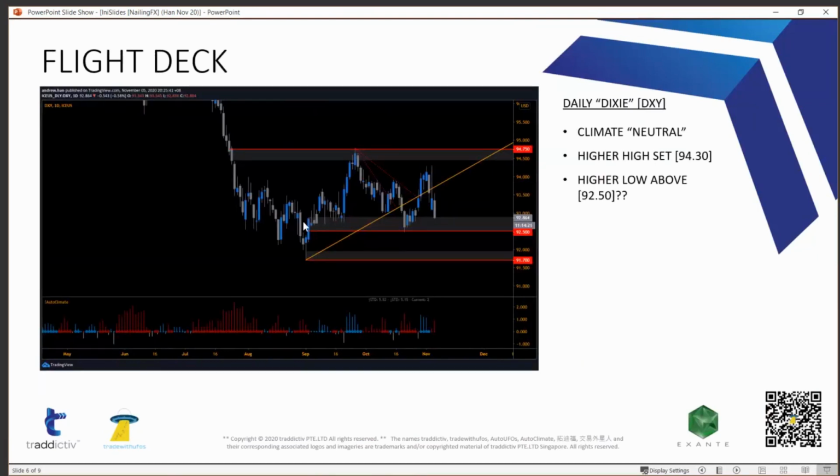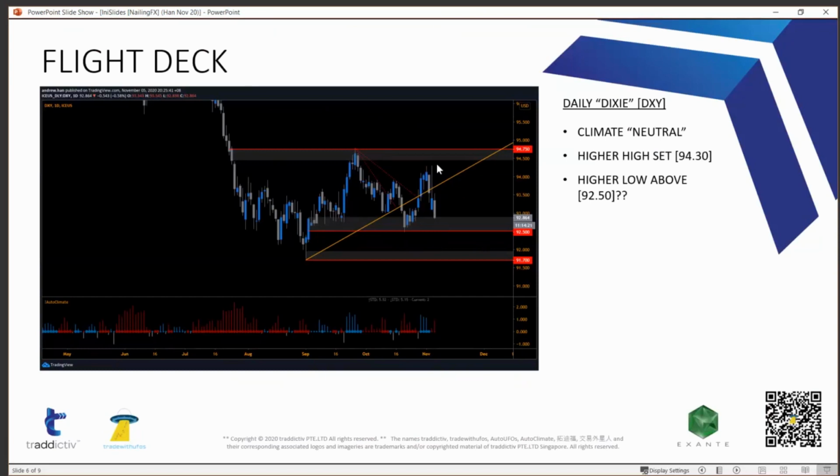So I've kept the lines on there from prior weeks, just so we can see, right? Initially, there was a price movement higher. We had what was the emerging downtrend, and then we did have some lower lows kick in. But now we've got this higher high sitting at 94.30, and so the question is going to be: are we going to hold on the dollar above 92.50, right? Because that's that red line down here.